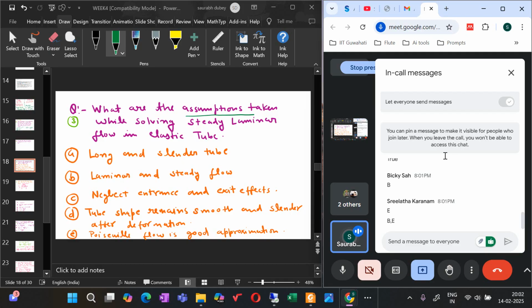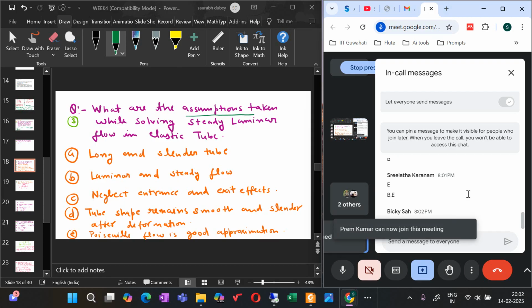So in this one, Srilata is saying B and E. So B is correct, laminar and steady flow. And then E is also correct, which is Poiseuille flow is a good approximation, right? And it neglects the entrance length and all.